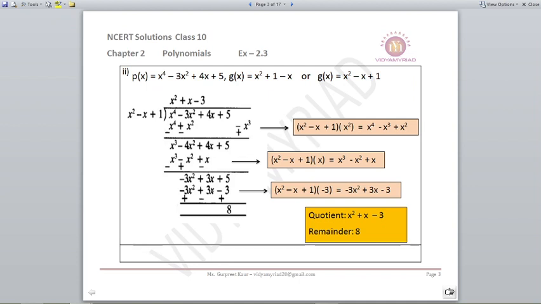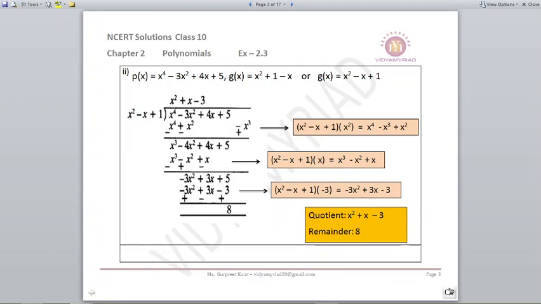Second part: the dividend given is x raised to power 4 minus 3x square plus 4x plus 5, and your divisor is x square plus 1 minus x. You need to rearrange this in power order, lowest power last. So you will write x square minus x plus 1, which is your required divisor.